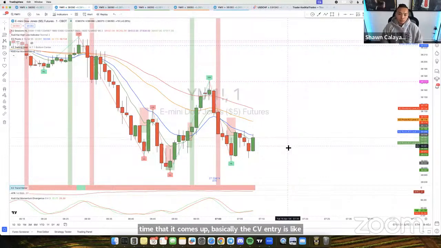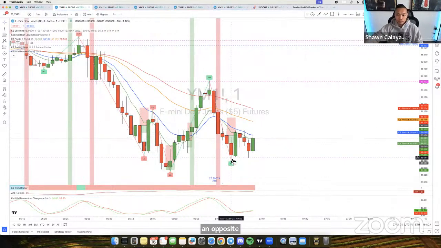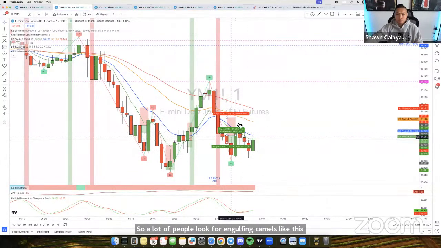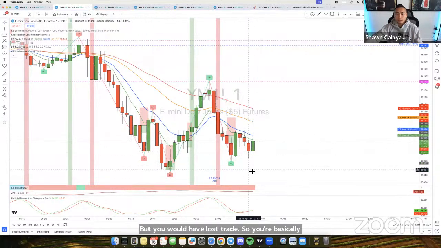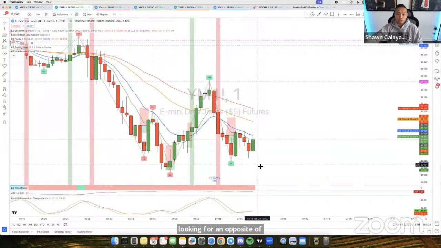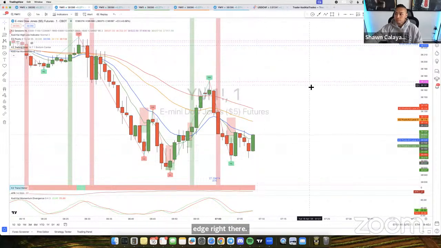So a lot of people look for engulfing candles like this and see how people get screwed over, because you see how this is an engulfing for a buy, but you would have lost the trade. So you're basically looking for an opposite of engulfing. And that's our edge right there because we're doing the opposite of what a lot of people tend to do.